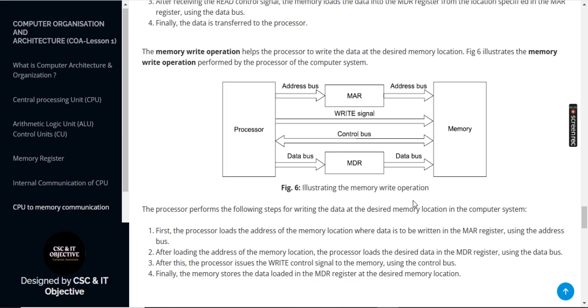After this, the processor issues the write control signal to the memory using the control bus. Finally, the memory stores the data loaded in the MDR register at the desired memory location.